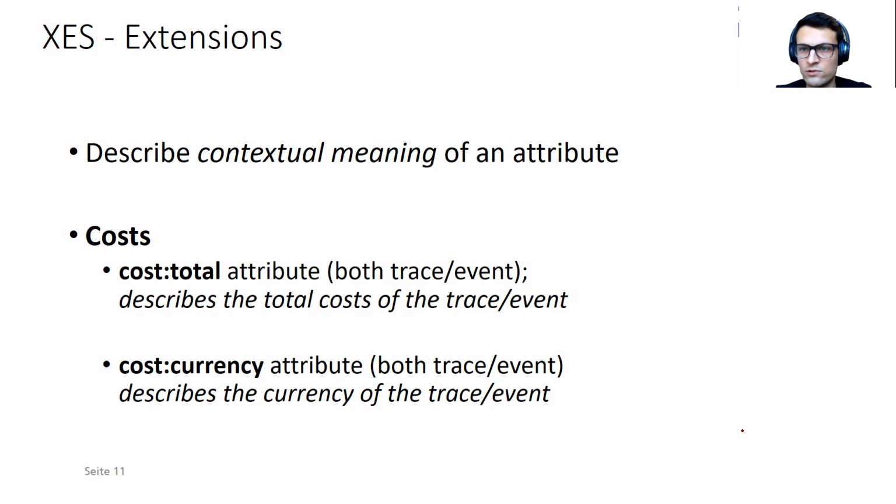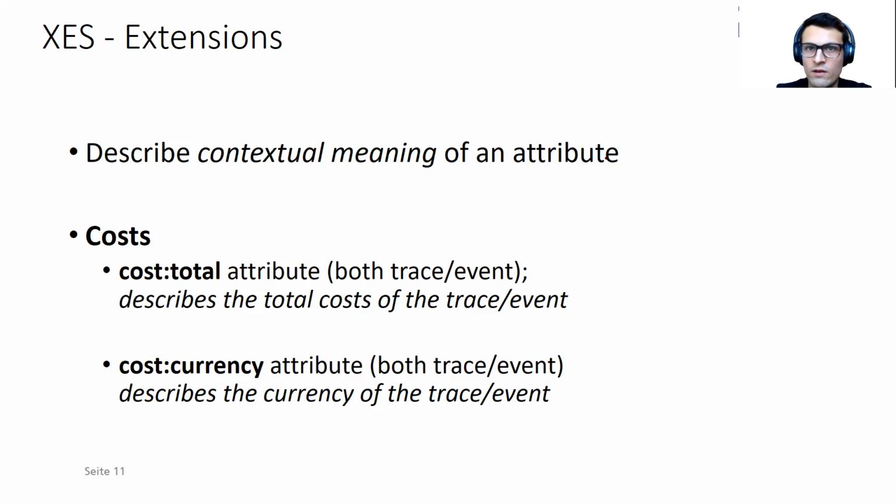So if you specify that you're using the cost extension, then it means that whenever you observe in the file cost followed by a colon, after that colon there is a key that is well defined. For example, cost colon total is a child attribute that you can put under a trace or an event, and it describes the total costs of that trace or event. And if you write cost colon currency, then you are describing the currency of that specific cost that you have listed.